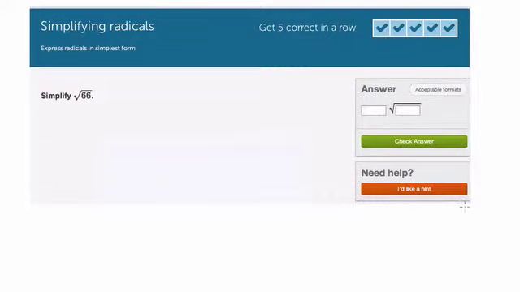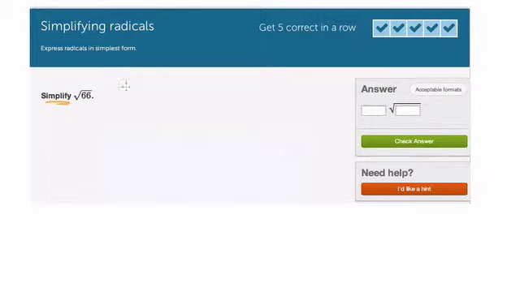Okay, so here we're looking at simplifying radicals. Now remember that radicals refer to the actual sign for the square root or third root or any sign that's used to find any type of root. So we're simplifying the square root of 66. We're simplifying it, not solving it, because we can't find a simple rational number that's squared and will get you 66.